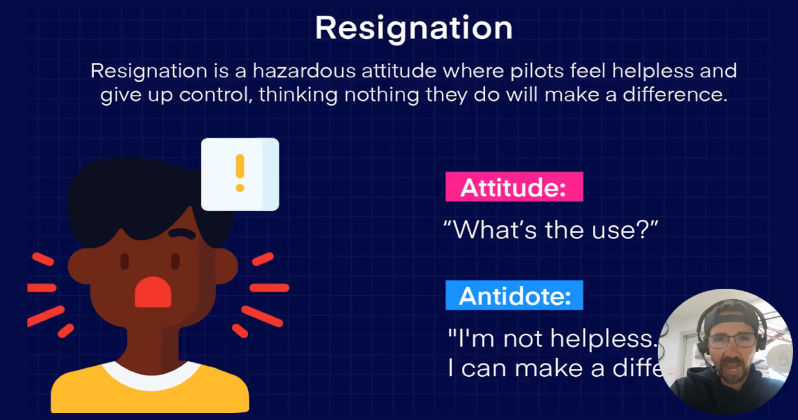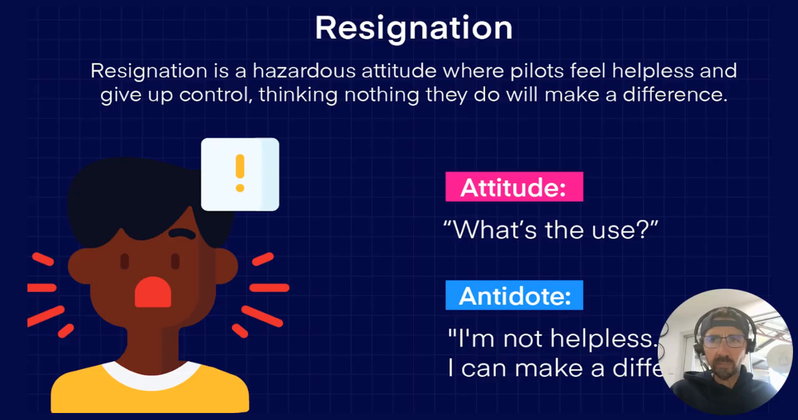So that's not the actual thing. Or you get overwhelmed with instructions, right? And you're just like, I don't know what to do. I don't know how to do it. That's that giving up, resignation thing. The antidote is I'm not helpless. I can make a difference in this situation. So just calm down and regain control and get assertive again.